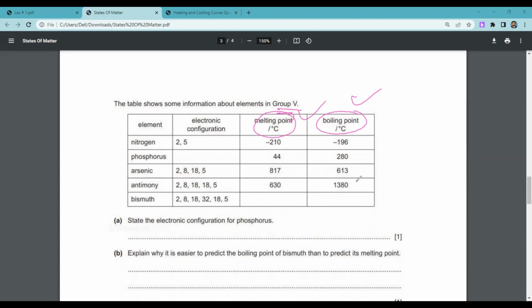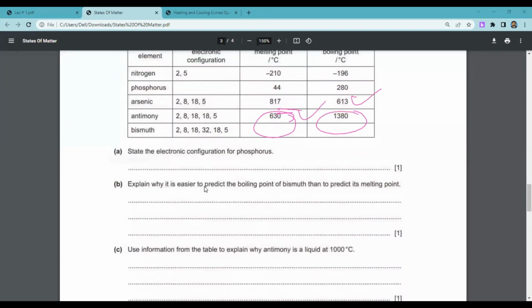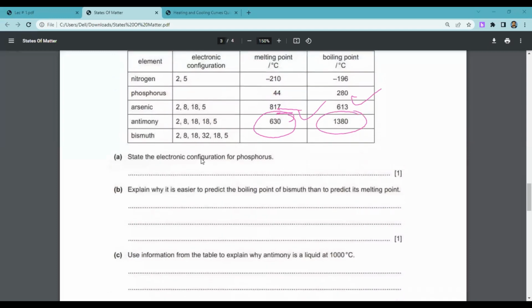It gives the electronic configuration for phosphorus. We will study it later. The second question he is asking, sorry, not answering, we have to answer. The question is why it is easier to predict the boiling point of bismuth than to predict its melting point.